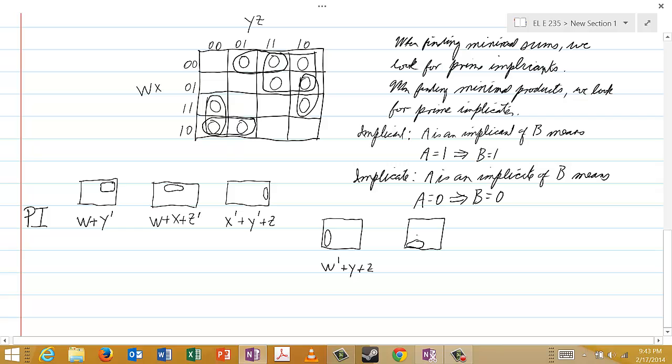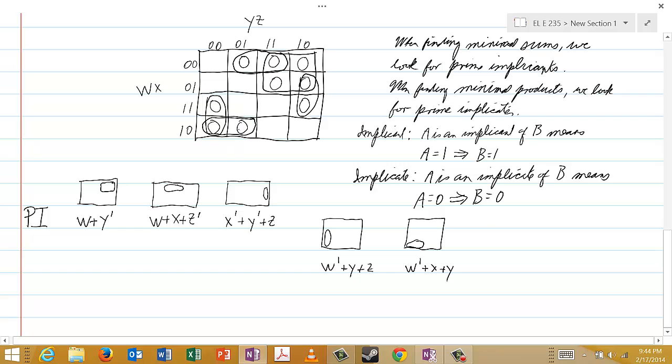And what is the name of that one? Well, W is constant and equal to 1, so we have W prime. X is constant equal to 0, so we have X. Y is constant and equal to 0, so we have Y. Z is changing, it's equal to 0 in this cell, but it's equal to 1 in this cell, so since Z is changing, it does not appear in the name.